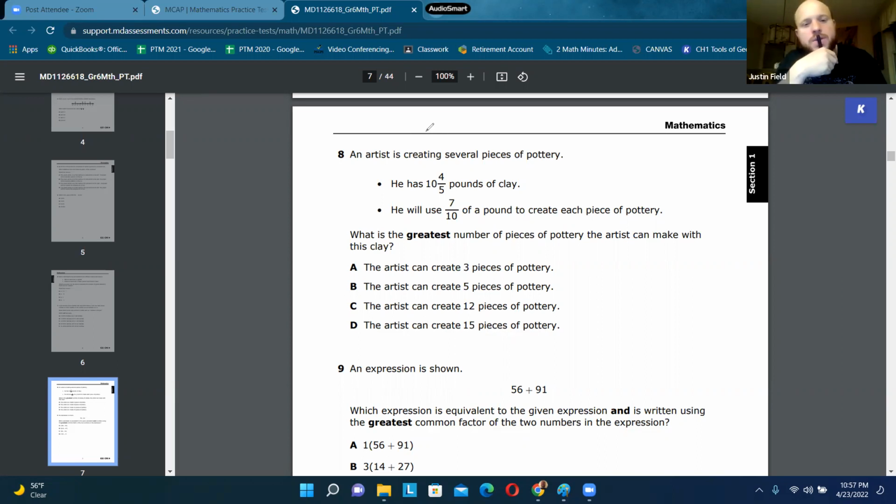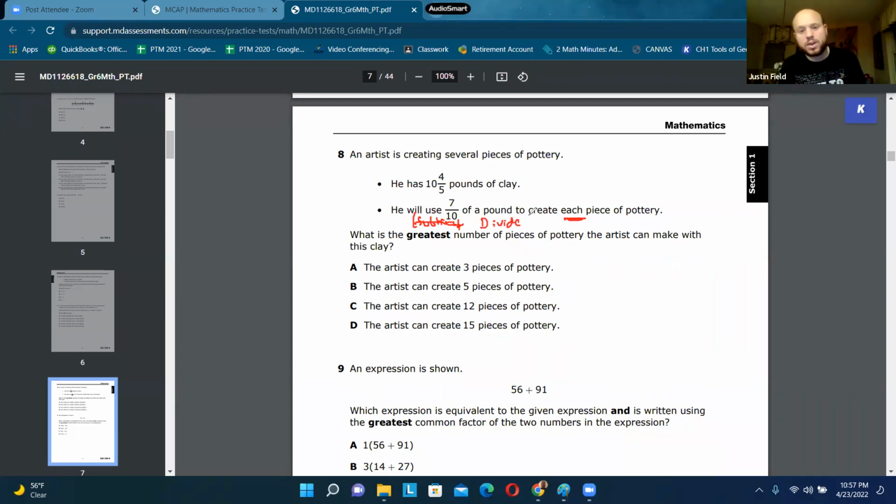An artist is creating several pieces of pottery. He has 10 4/5 pounds of clay, okay? And he will use, subtract, to create each piece, divide.